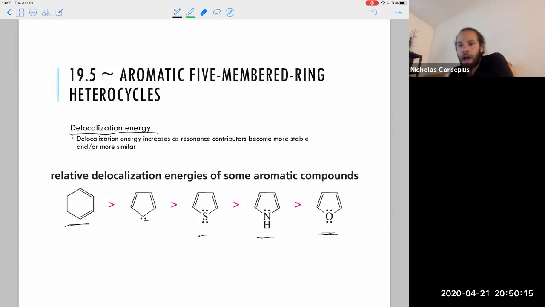We're going to say that it's aromatic, and that means that it's that much more stable. But how much more stable? Can we compare these two things? Aromatic for benzene is maximum stability. Aromatic for furan is good, just not quite as great. It's kind of the bottom line of the delocalization energies.